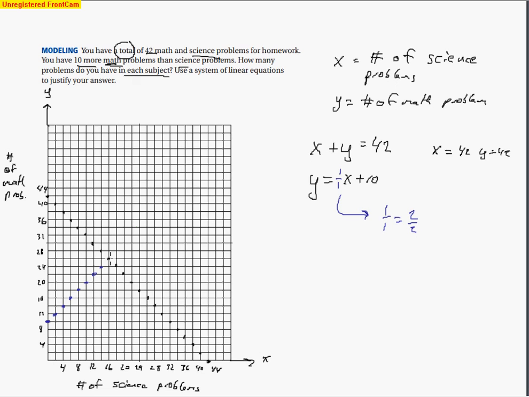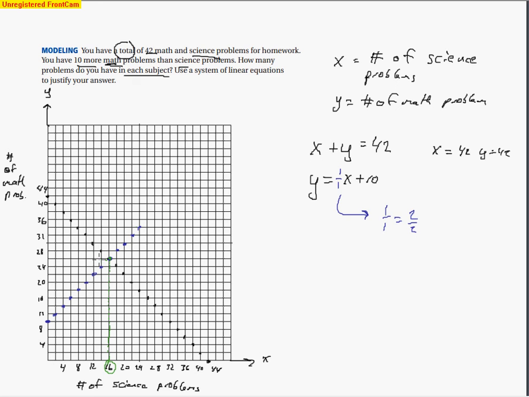And right here is where they end up crossing. That's what I want to find out. I want to find out what this point is. So let's change the color there and just highlight that. This is my value that I'm looking for. And then I'll just go straight down from that point along this line till I hit this axis that tells me how many science problems I have, 16.